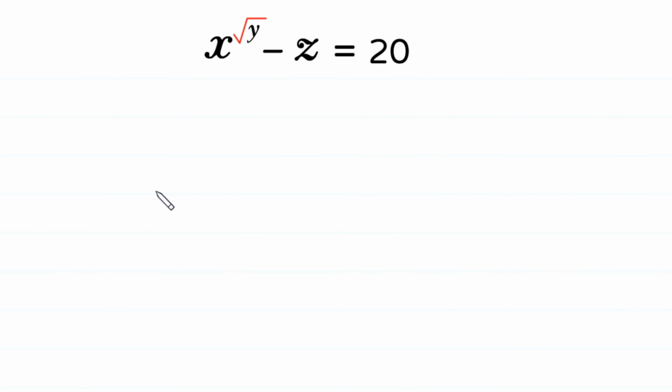Hello, welcome to how to solve this exponential equation. x to the power square root of y minus z is equal to 20.